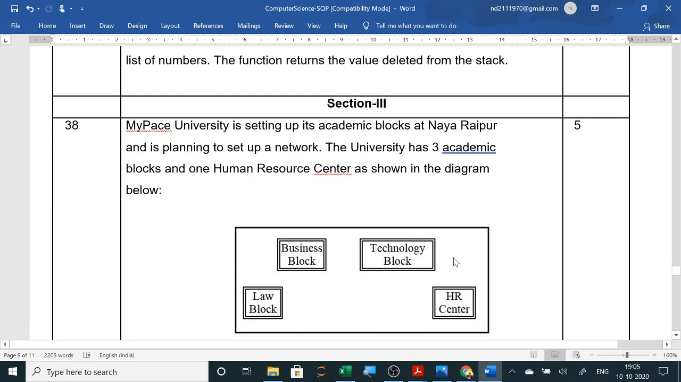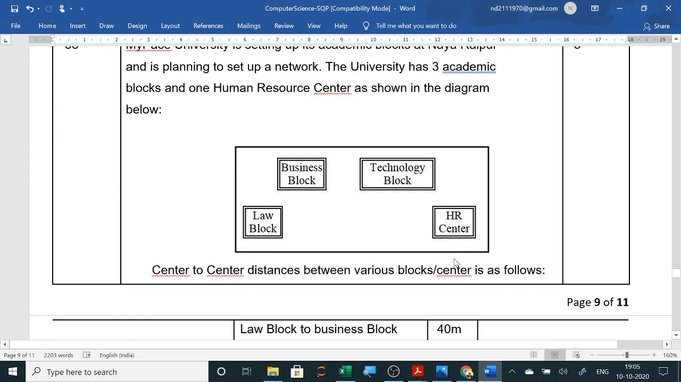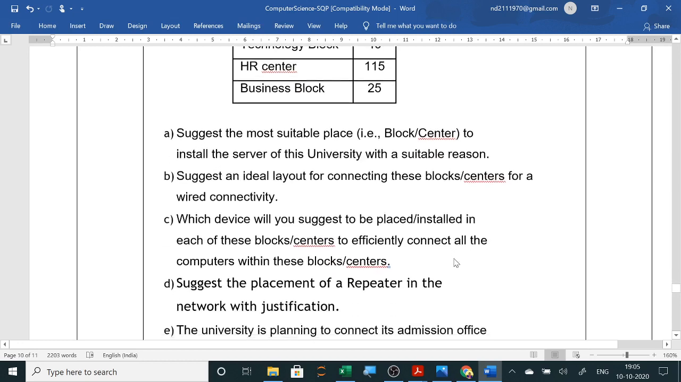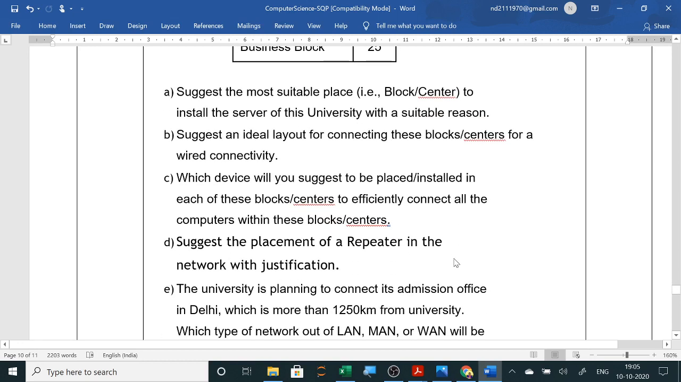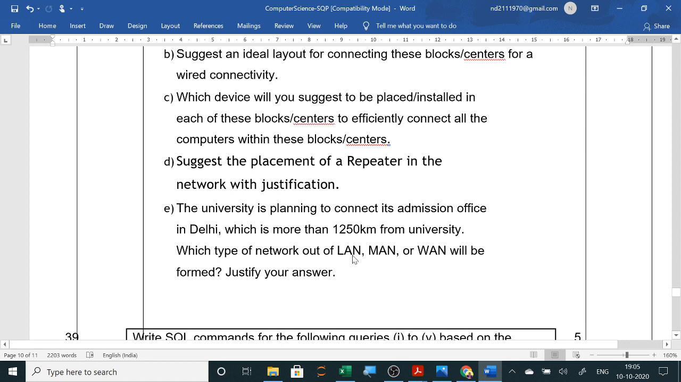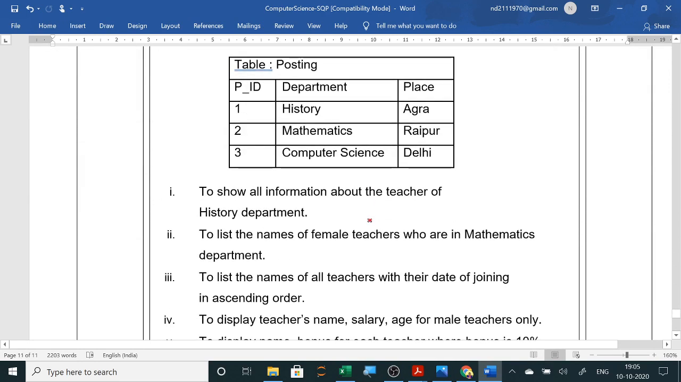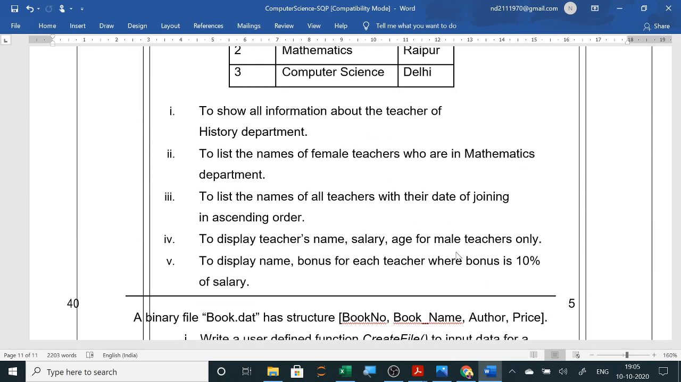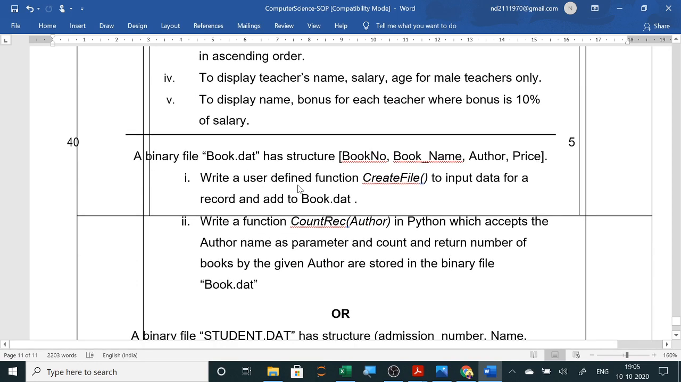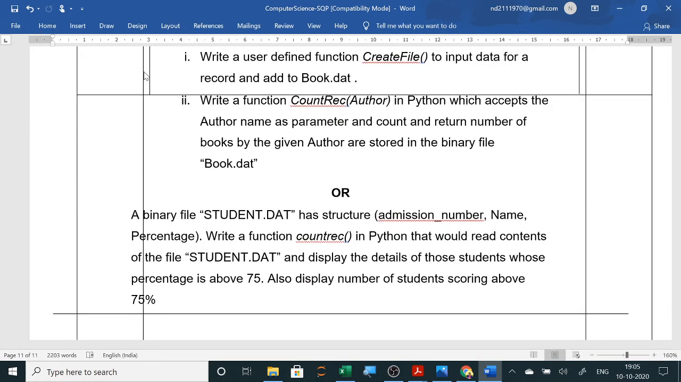Now the main thing is the 5 marks questions, section 3. The first one is your case study, in which you can see 5 questions, 1 mark each. You have already solved these types of questions: where to place the server, which type of layout is required, then where the repeater is to be placed and why, with justification. So all these 5 questions are there. Then in SQL, 2 table queries, select query 5, they have given of 5 marks, and at the end that file is being asked. Since it is converted into Word, the formatting has changed a little bit.